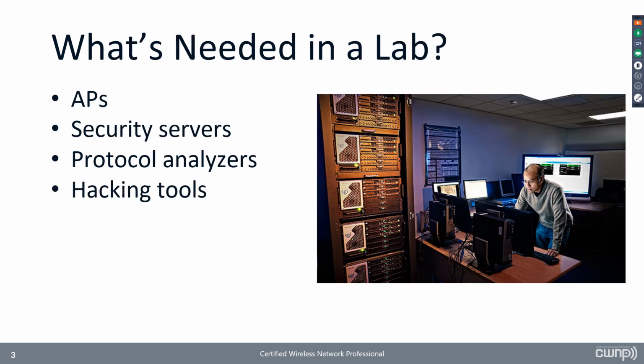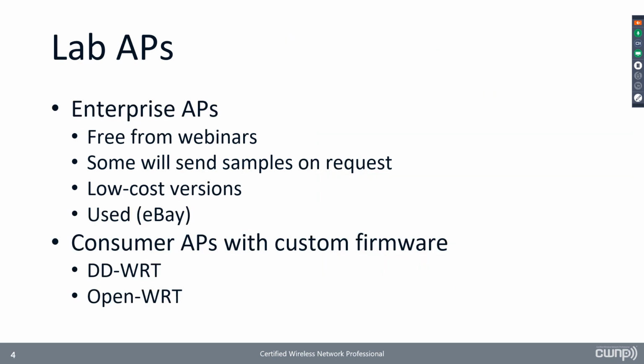So what's needed in a lab? Well, you don't have to have an NSA lab in order to do this. You're going to need APs. One can be sufficient to set it up. You'll also need security servers, protocol analyzers, and hacking tools. These are the basic components you're going to need, and I'll talk to you about these different components and what your options are for acquiring them as we go along. So first of all, you need your lab access points.